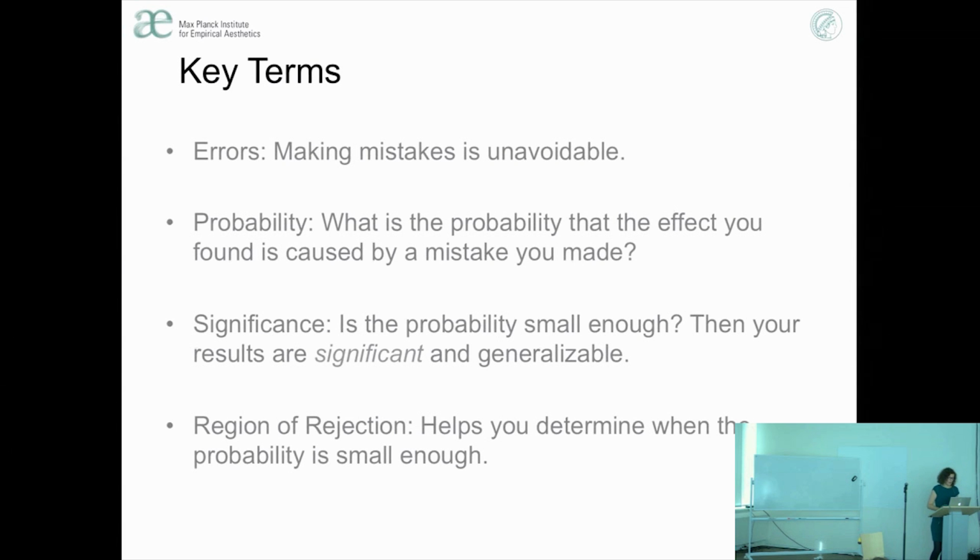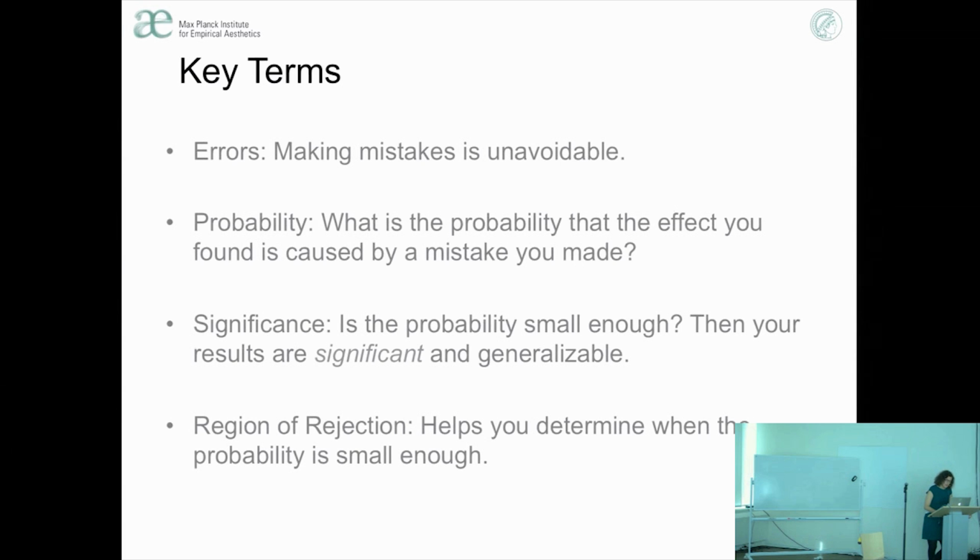So here's a short overview of the key terms that we will go through in this lecture. Very quickly. Empirical research is based on the assumption that making mistakes is inevitable. Constant errors that potentially bias your results cannot be eliminated, but they can be controlled for as much as possible by turning them into random errors. How do we control them?